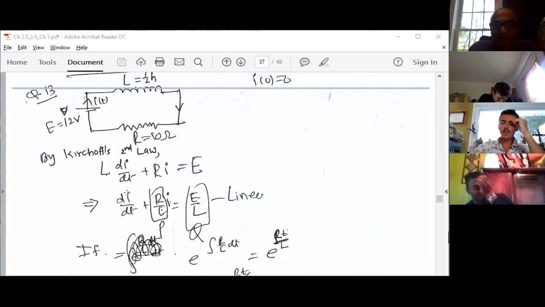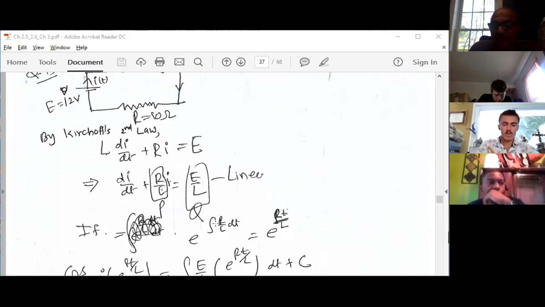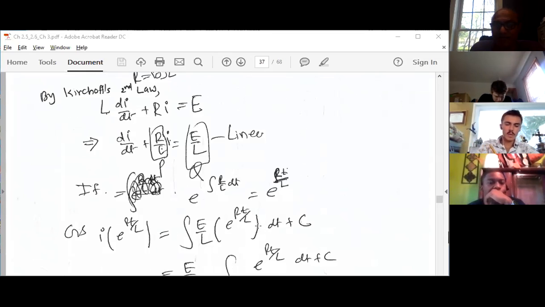Okay. So this is nothing but the linear differential equation dy by dx plus py equal to q, where p and q are functions of the independent variable or constants. Here they are constants. That means I can go for the integrating factor e to the power integral of p dt, so integral of R by L dt. R by L is constant, pull it out, so RT by L.